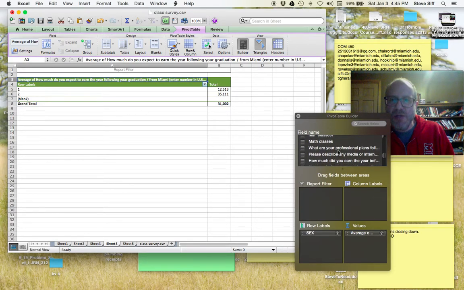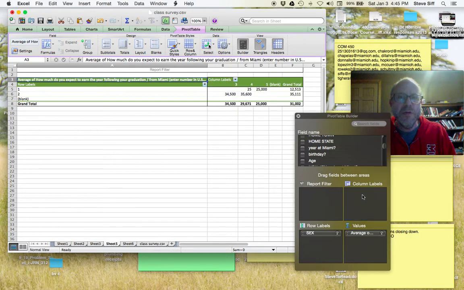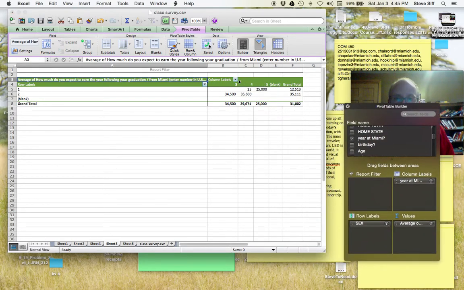And then we can also divide it up a second way by putting a different value in the columns. Into the column label, into the column area, I put year at Miami. So that's, and I think year in Miami, 3s are juniors, 4s are seniors, and 5s are super seniors, as they call it.